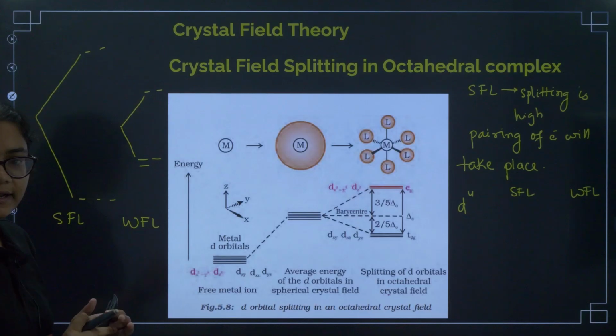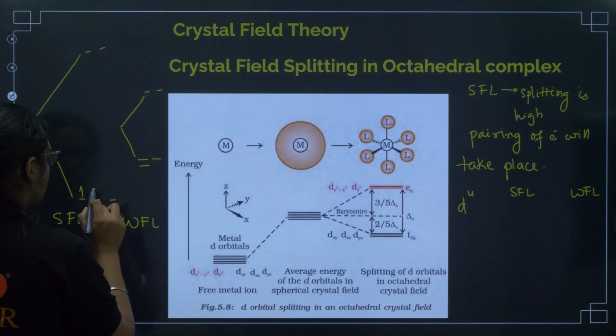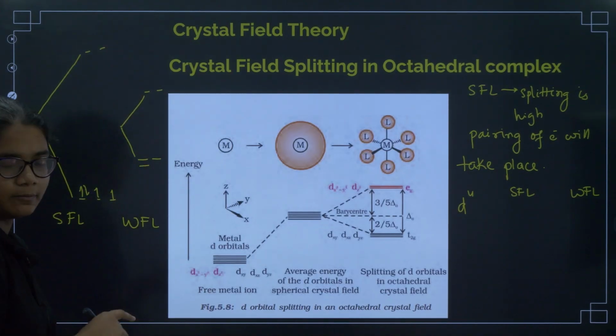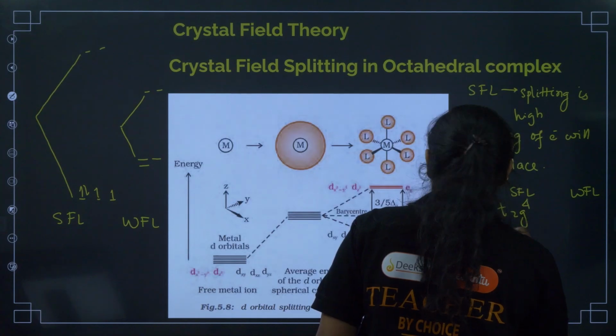Now d4 is there, right? You should not just remember it, you have to understand it. d4 means 4 electrons: 1, 2, 3. The fourth cannot go up there because it requires more energy, so it will pair up here. So d4 in a strong field will be t2g4, right?